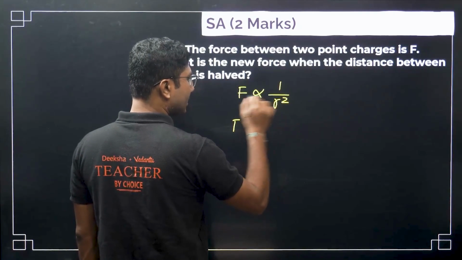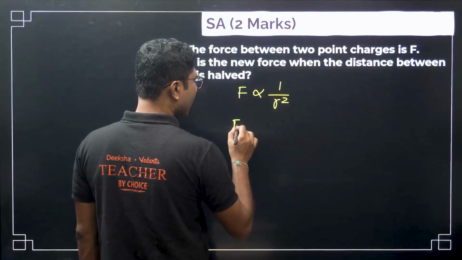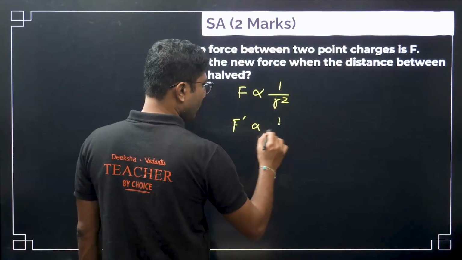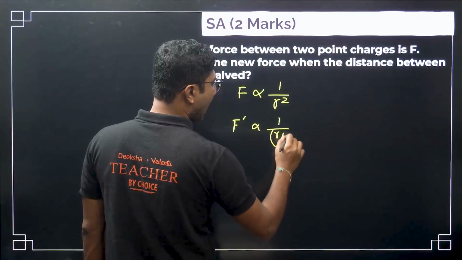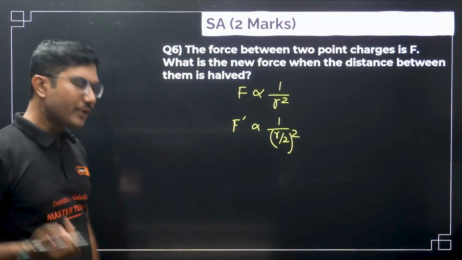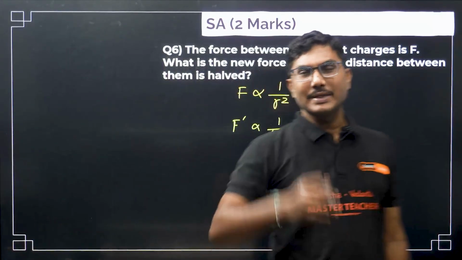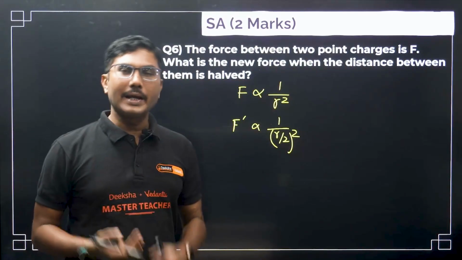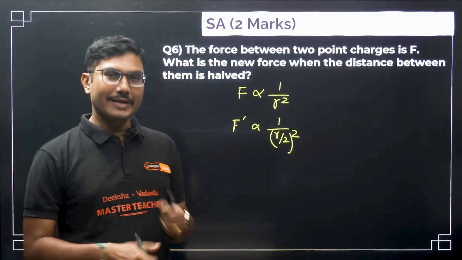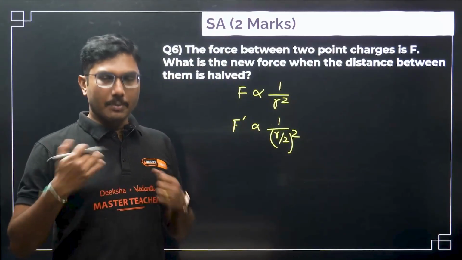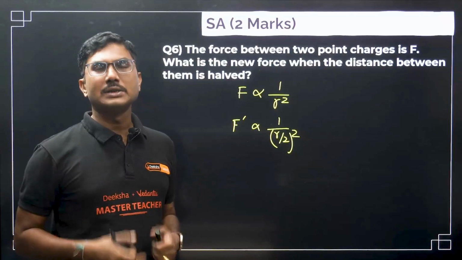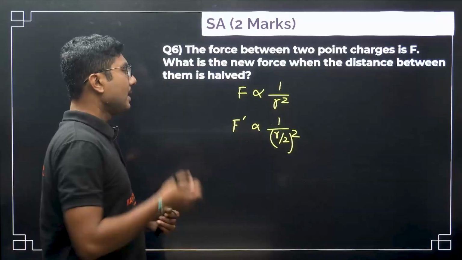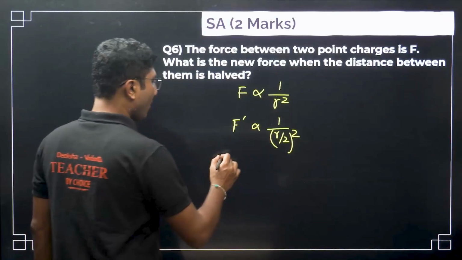Suppose this is the old force, and the new force F dash is also proportional to 1 by (r by 2) squared. Distance is halved. Sometimes students get confused, halved means basically the distance is 1 by 2. Okay, you have to multiply the distance with 1 by 2 or divide it by 2. Double means multiply by 2, triple means multiply by 3, quadruple means multiply by 4, right? So distance is halved. Now what will be the force?